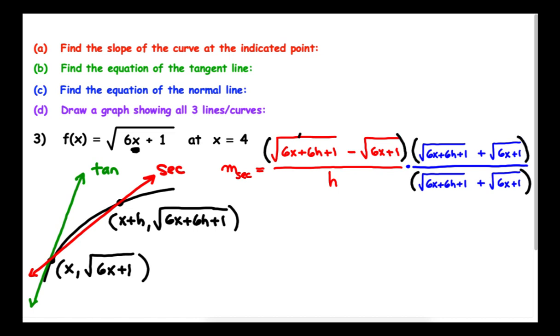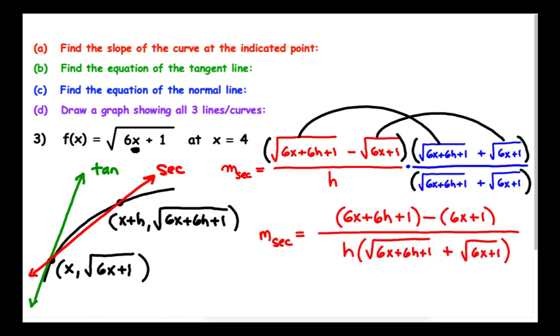And when I do, I'm simply going to get 6x plus 6h plus 1 minus the quantity 6x plus 1. Those two steps right there. The other two steps are just going to simply add up to 0. They're going to cancel because one's positive, one's negative. Of course, what's going to happen now is when you distribute this through, you'll have minus 6x minus 1.